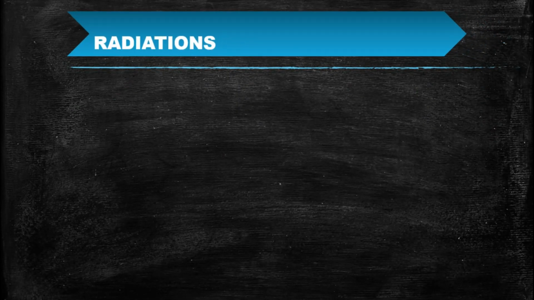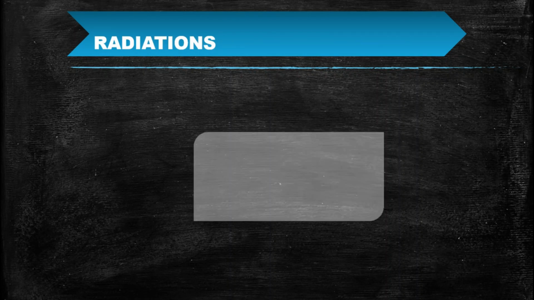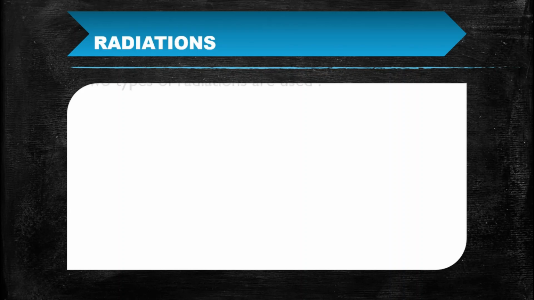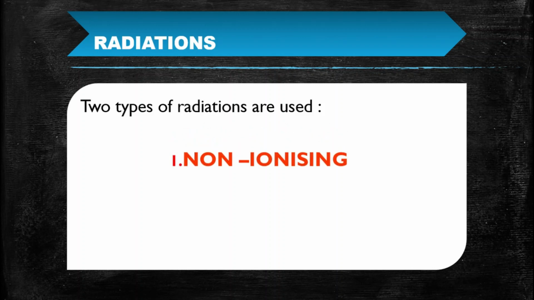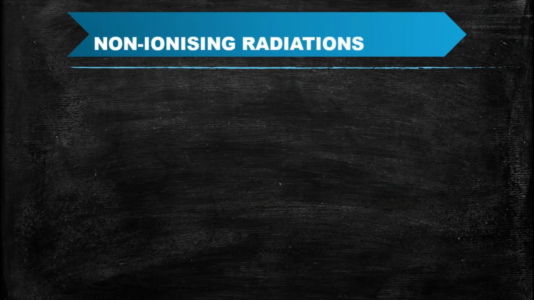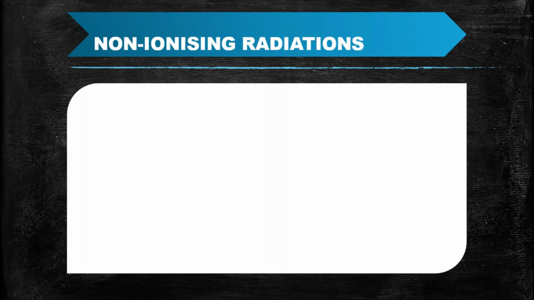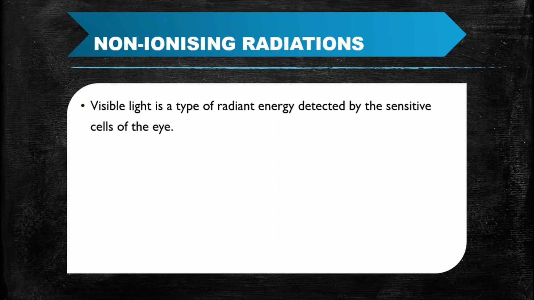Today we are going to study the last part of sterilization, that is sterilization by using radiations. Among the radiations, two types are used. The first one is non-ionizing radiation and the second one is ionizing radiation. First we see non-ionizing radiations, and as far as non-ionizing radiation is concerned, the most important example is ultraviolet light.